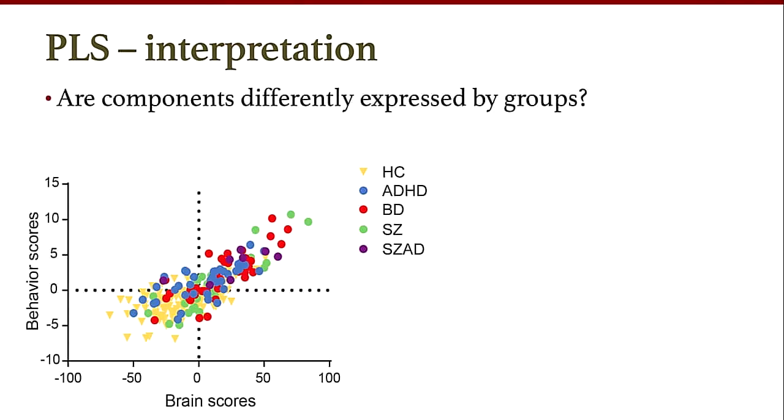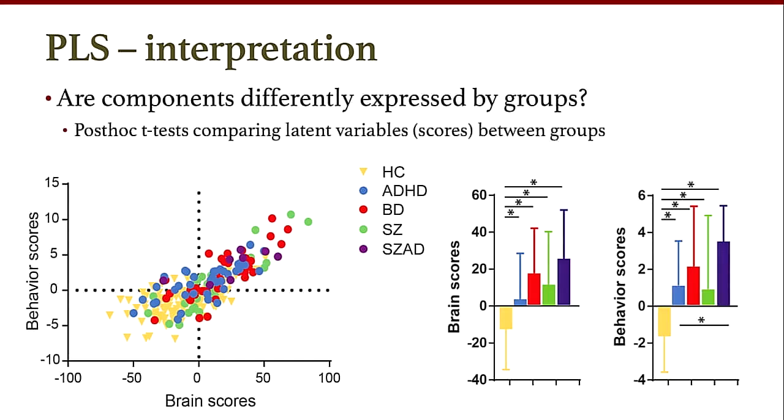Then you want to know if your components are differently expressed by groups. So here, for example, you have one component with subjects from 5 different groups. You have the brain scores and the behavior scores, so these are their latent variables. And so you can compute differences between the means of these brain and behavioral scores between groups, and you can find differences and see that, for instance, here, the healthy controls show significantly lower brain and behavior scores than all of the patient groups.